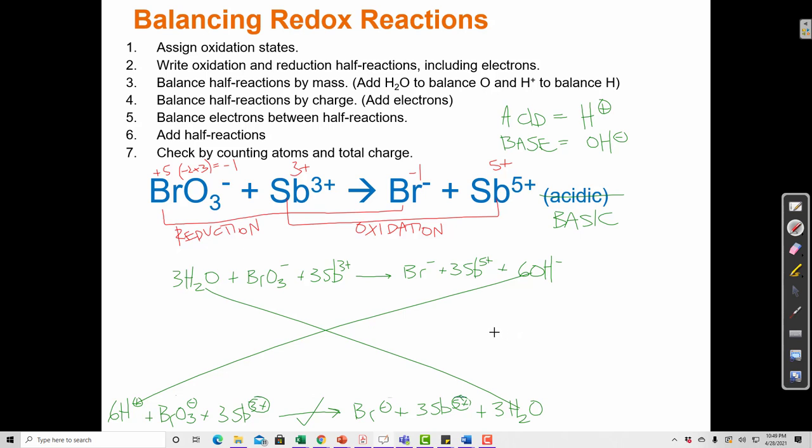So in general, whether you're working in acidic solution or basic solution, you're going to follow all the same steps like we did. And then the only difference is when you're in acid, you check your final product to make sure you've got H+. And if you're in basic solution, you have to take care of those H+.